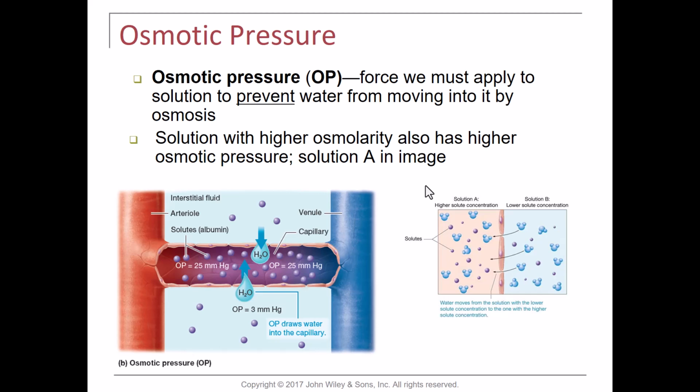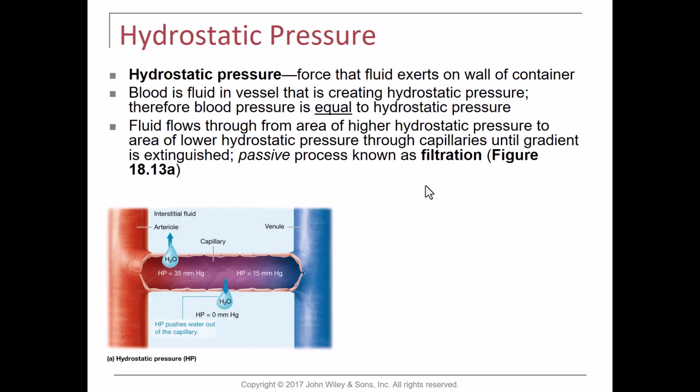So if something has a higher osmolarity, it has a higher solute concentration. Notice on the figure on the right, solution A has higher amounts of solutes, which are the purple molecules. So solution A has the higher osmotic pressure when compared to the blue side with less purple molecules that has a lower solute concentration. The other is the hydrostatic pressure, and the definition of hydrostatic pressure is just the pressure that a fluid exerts on the walls of its container.